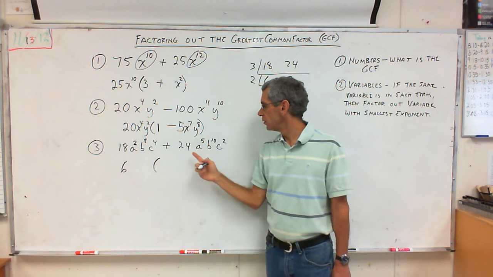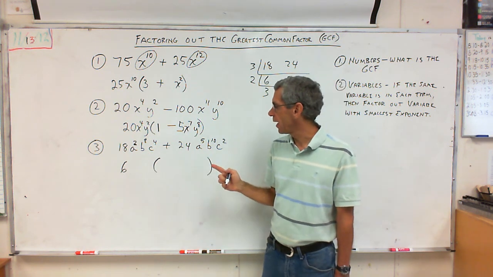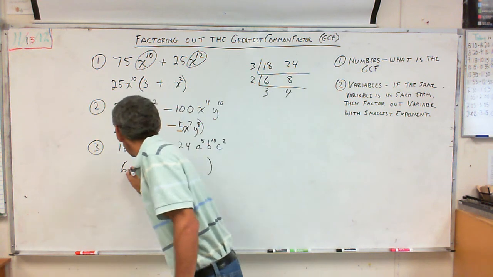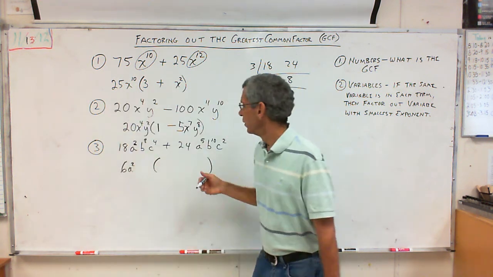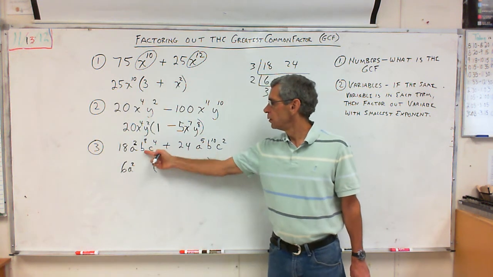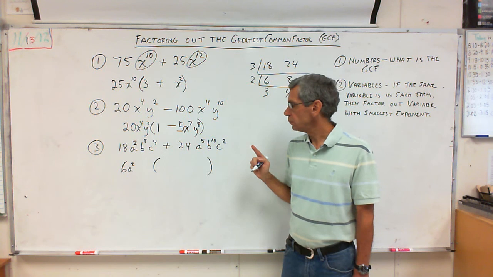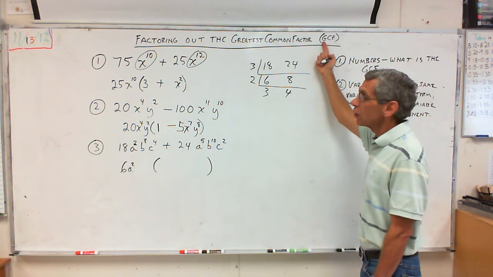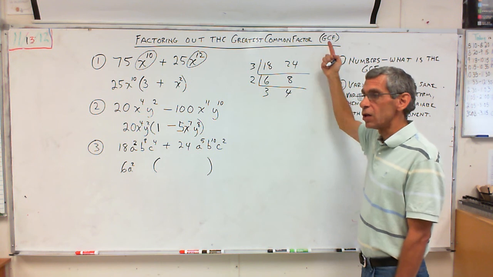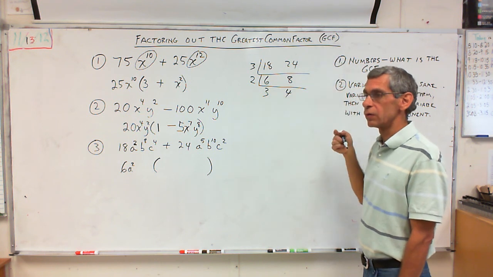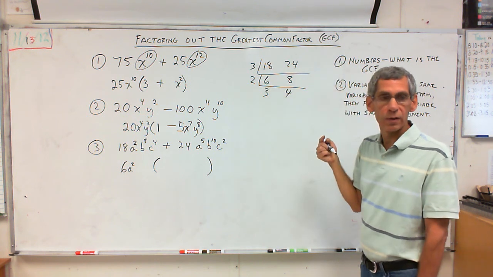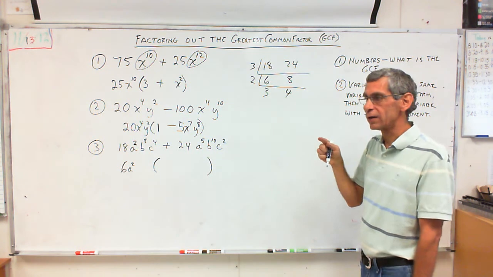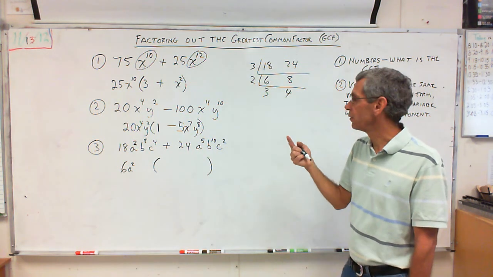Do they both have a's? Okay, so I can take an a out. Which one can I take out? A squared or a to the fifth? A squared. All right. Do they both have b's? Wait, why can't it be 3? Oh, because you're looking for the greatest common factor, the largest number that goes into both, right? That's important. All of the factoring we're going to be doing is going to require us to take out the greatest common factor.